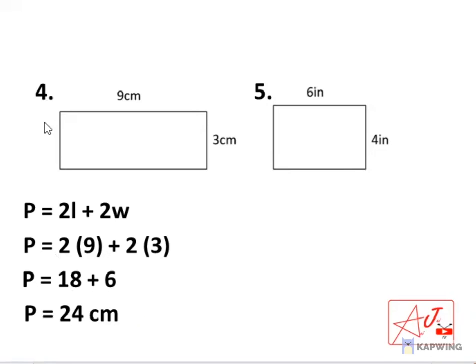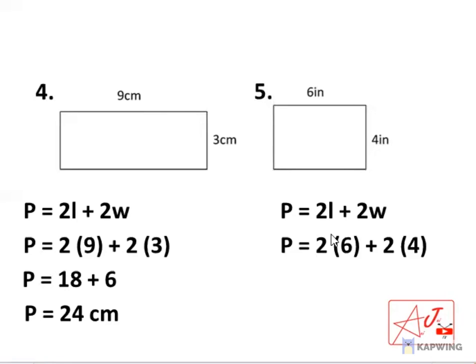So, ang perimeter ng rectangle na to ay 24 centimeters. For number 5, the same thing, we're going to use the formula P is equals to 2L plus 2 width. So, substitute lang natin yung ating given. Ang mas malaki ay 6 inches, ibig sabihin siya yung ating magiging length. So, substitute natin 2 times 6 plus 2 times 4. 2 times 6 is equals to 12 and 2 times 4 is equals to 8. Therefore, ang perimeter ng rectangle na ito ay 20.